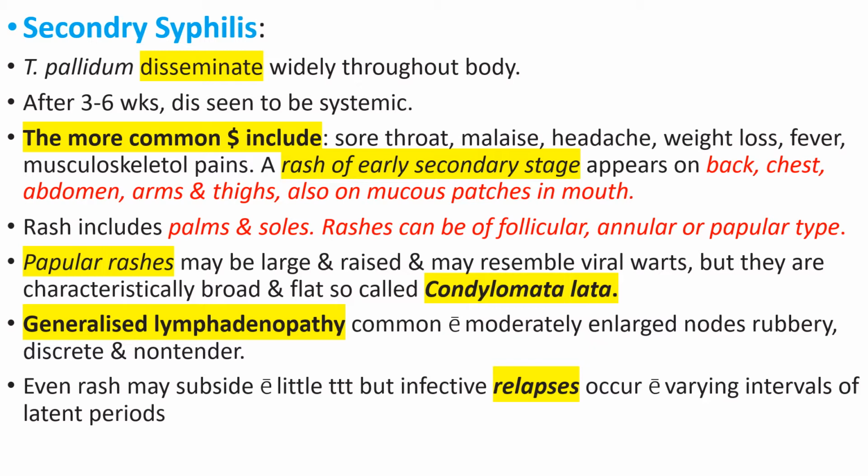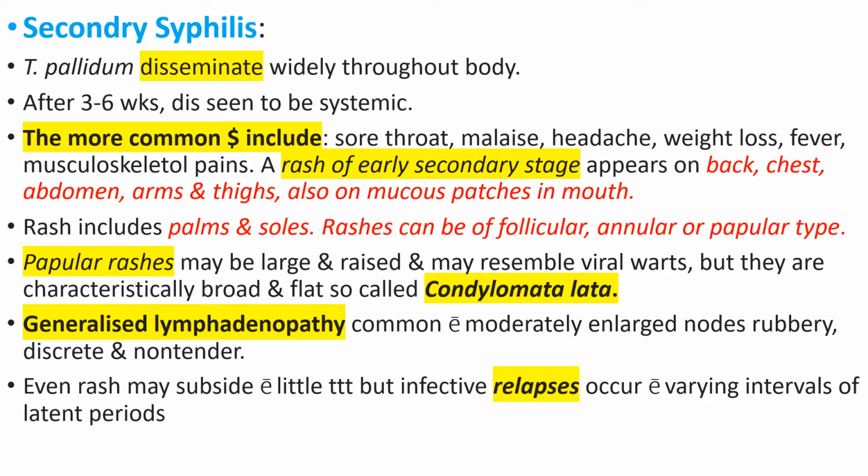The more common symptoms include sore throat, malaise, headache, weight loss, fever, and musculoskeletal pains. A rash of the early secondary stage appears on the back, chest, abdomen, arms, and thighs, also with mucous patches in the mouth. The rash includes the palms and soles. Rashes can be follicular, annular, or papular. A papular rash may be large and raised and may resemble viral warts, but is characteristically broad and flat, the so-called condylomata lata.